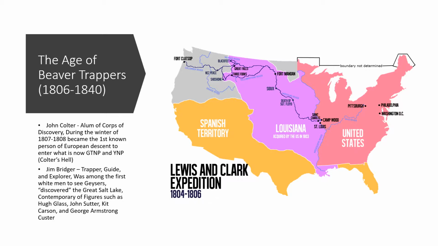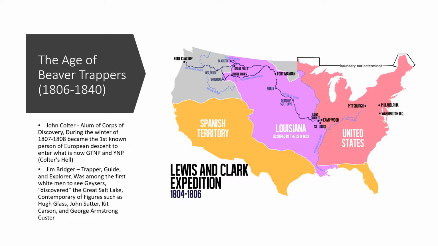And one of the members of the Corps of Discovery, John Colter, when he left the expedition, explored what is now Grand Teton National Park and Yellowstone National Park in the winter of 1807 and 1808. And he's the first known person of European descent to enter this region. And he came back with stories of the geysers and hot springs and the thermal features, and that gave rise to the nickname for this area called Colter's Hell.